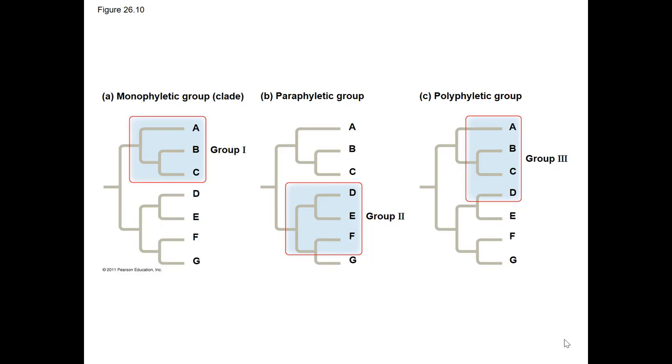That's why if fish is going to be a clade, it has to include all the descendants of that ancestor. So it would have to include us. Otherwise, it's not a clade. And it's just a taxon. And that's why dinosaurs, if it's going to be a clade, it has to also include birds. Because the idea is that birds evolved from dinosaurs.